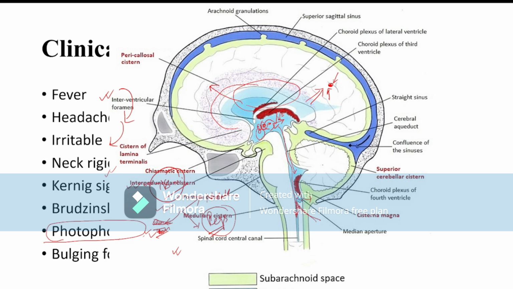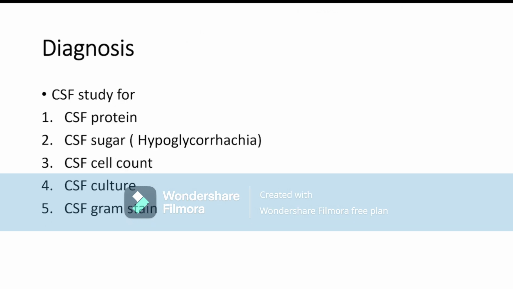There may be a presence of stroke. Why? Because when the CSF gets inflamed, the CSF can cause vasoconstriction of the small blood vessels present in the brain parenchyma. So there may be a presence of stroke, a focal stroke or a general stroke.